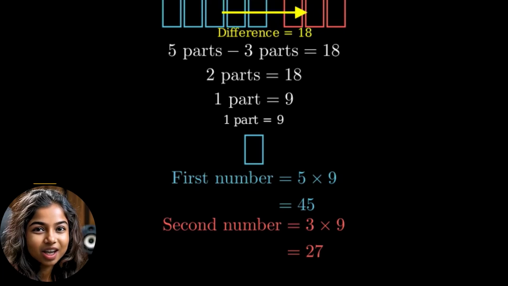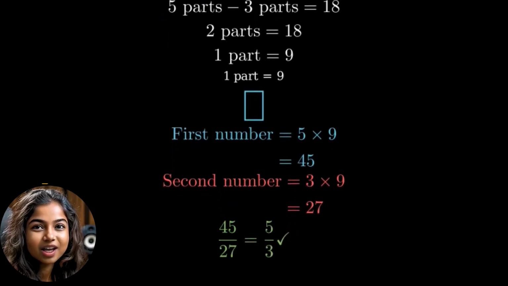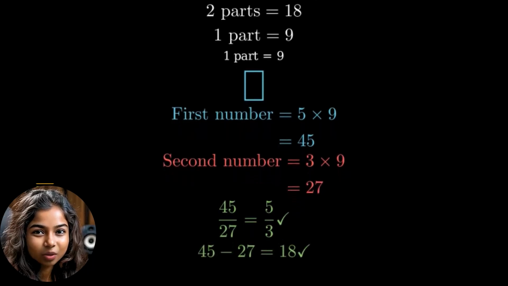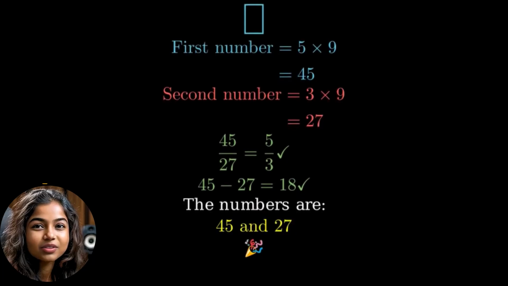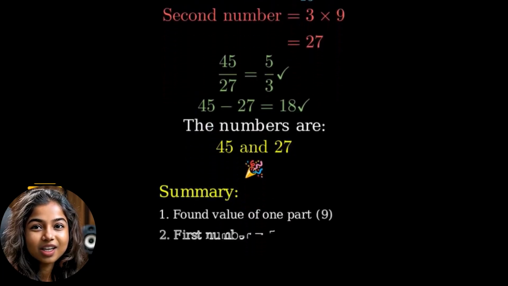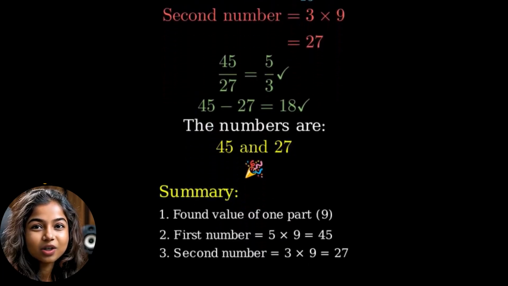Let's verify our answer. First, are the numbers in the ratio 5 to 3? 45 divided by 27 equals 5/3. So yes. Second, do they differ by 18? 45 minus 27 equals 18. So yes. Therefore, the two numbers are 45 and 27. To summarize, we solved this by first finding what one part equals, which was 9, and then multiplied that by 5 and 3 to get our two numbers 45 and 27.